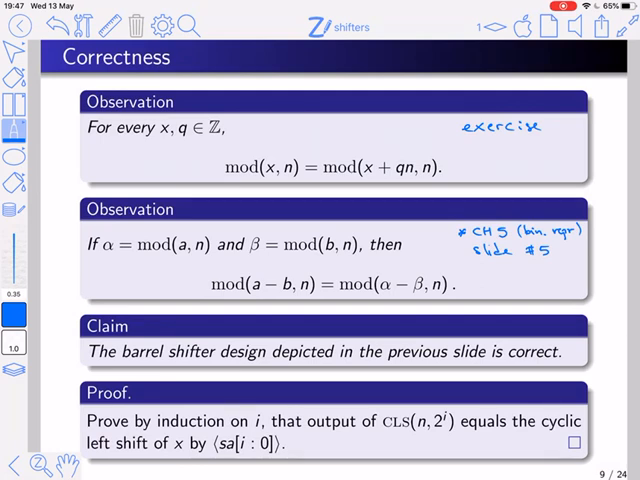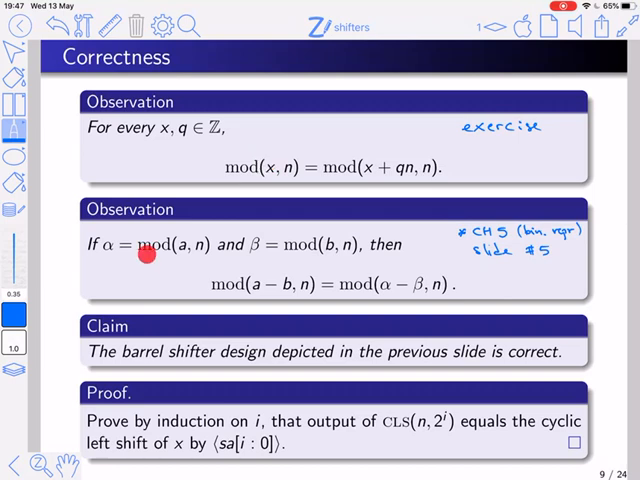I want to recall some properties of the modulo function. Mod of x comma n equals the modulo of x plus qn comma n. Namely, if you're taking the remainder when you divide by n, then it doesn't matter if you add multiples of n to the number you're dividing.